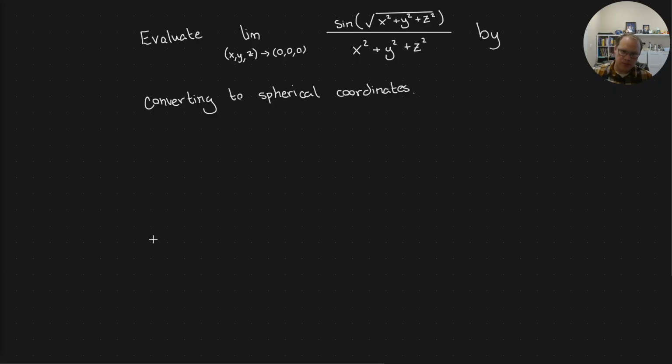One more example. Let's take a look at this limit here. We want to evaluate this limit by converting to spherical coordinates. Now, this is another one that we might look at in spherical coordinates even if we weren't told to convert to it. We might look at this and say, gee whiz, spherical coordinates seem like a good idea here, right? Because I've got x squared plus y squared plus z squared not once but twice in this function. Okay. So let's convert to spherical coordinates and see how that helps us out.